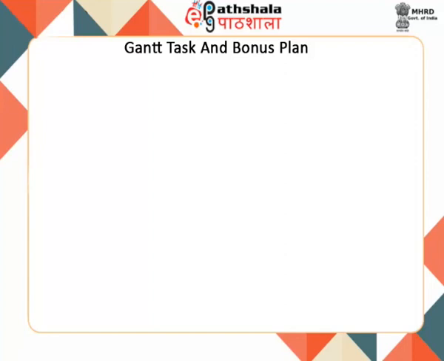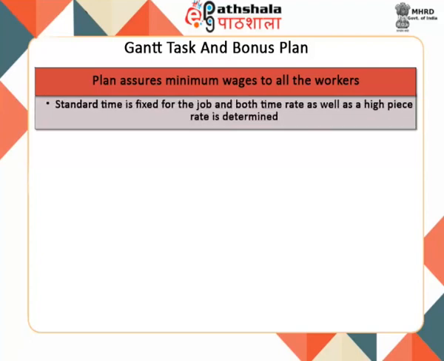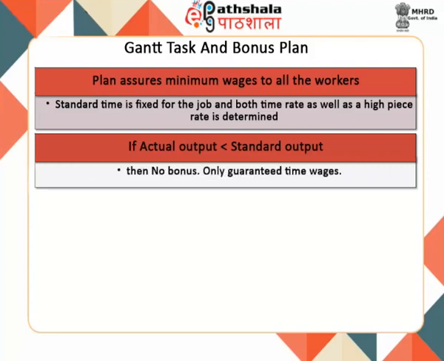Gantt task and bonus plan. This plan assures minimum wages to all the workers. Under it, standard time is fixed for the job and both time rate as well as a high piece rate is determined. Workers are paid at time rate when actual output is equal to standard output and at high piece rate when actual output is greater than standard output. If actual output is less than standard output, then no bonus, only guaranteed time wages.